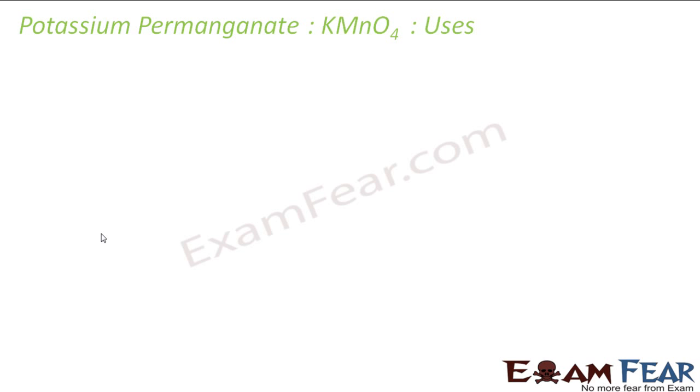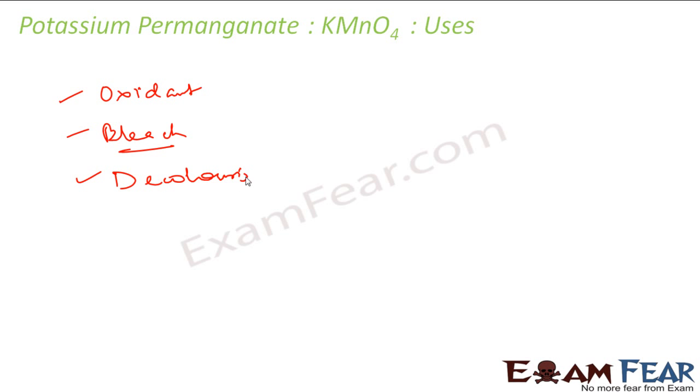Talk about the uses of KMnO4. As we have discussed, it is an oxidizing agent, so it is used as an oxidant in organic chemistry, the most popular oxidant in organic chemistry. It is used to bleach wool, cotton, silk. It is also used for decolorization of oil. If you want to decolorize oil, then KMnO4 is used there also.